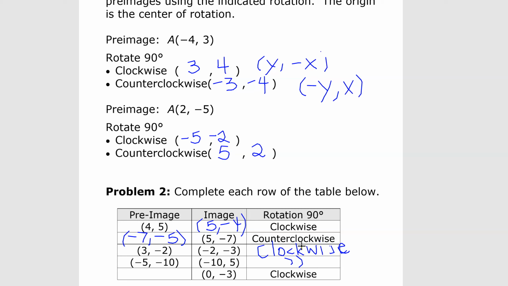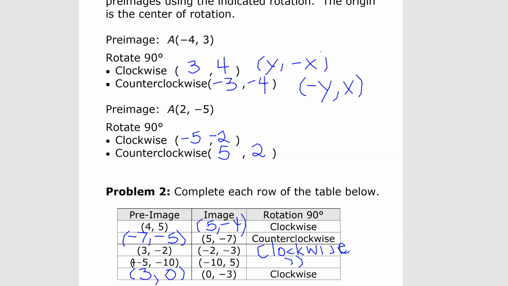Okay, let's look at the last one. This point has been moved in a clockwise 90 degrees rotation. So that means to get to its image, we had to use this rule right here, Y, -x. So our Y coordinate does not change to its opposite. Our y-coordinate is the 0, so it stays 0. Our x-coordinate became our y-coordinate, as you can see right here. You take the opposite of it, so -3, when you find the opposite, is 3.